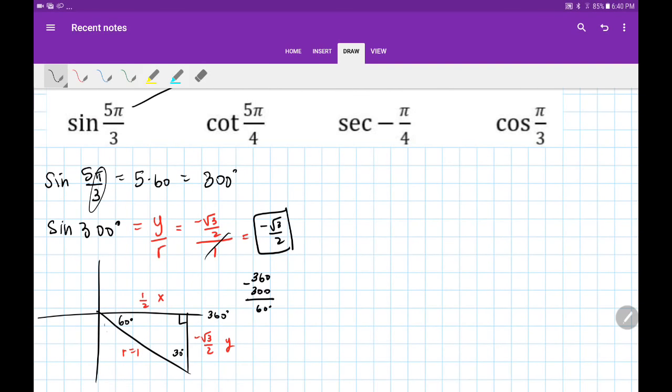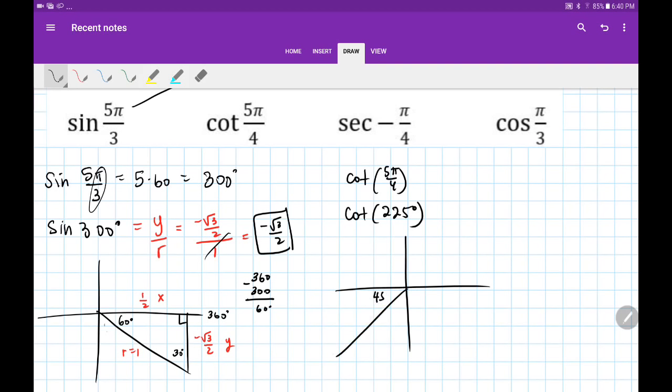So convert it any way you like, but 5 pi over 4 is the same as cotangent of 225 degrees. 225 will be in this quadrant with a 45-degree reference angle, because if this is 180, 225 is 180 and then another 45 degrees. Let's drop the perpendicular. Across my 45s, I get root 2 over 2, root 2 over 2. And these both happen to be negative because I'm going back on the x-axis and then down for my y-axis. And r is equal to 1. That's x, that's y.